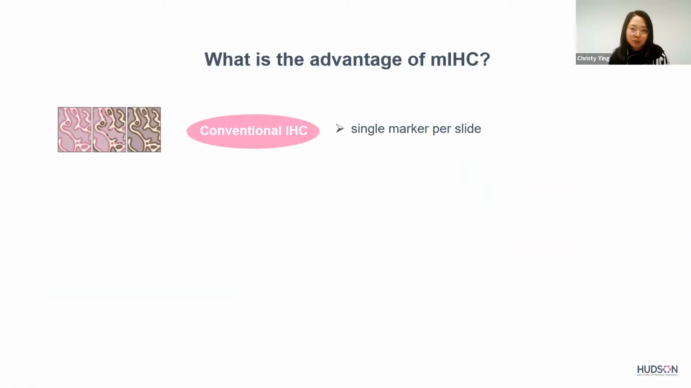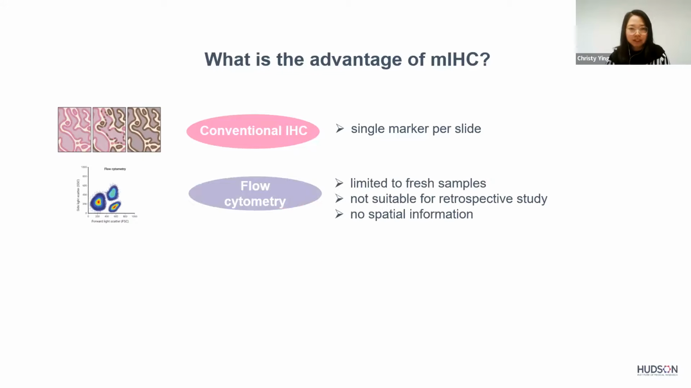So when we compare to the conventional IHC, we know that it only gives us one single marker per slide, which is limited information. And nowadays, more and more people are using flow cytometry. It is a fantastic technology, and I know that it can now detect more than 40 biomarkers at one time. However, the limitation is that it's only limited to fresh samples.